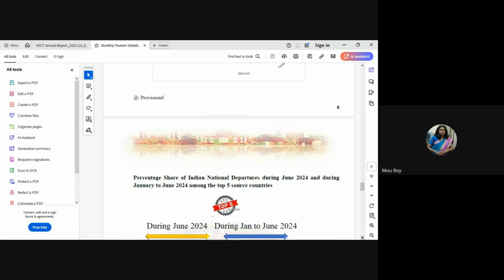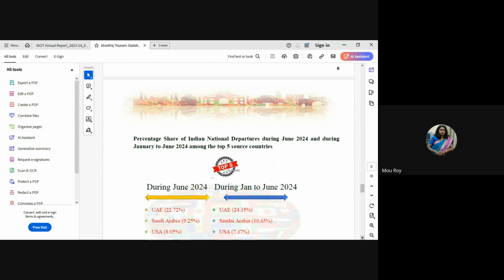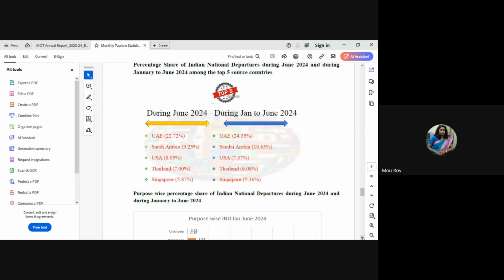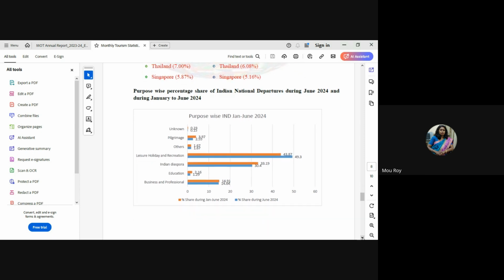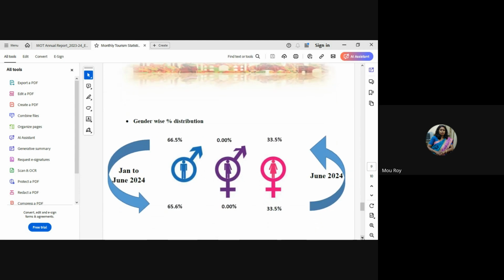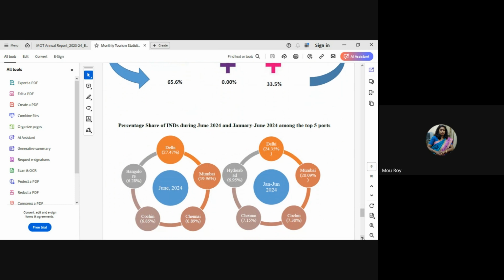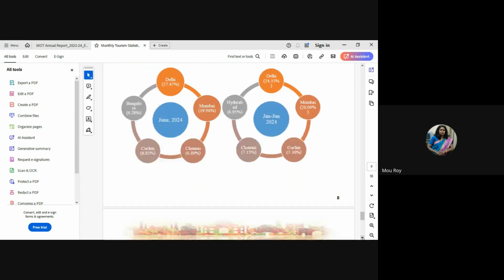And they have compared also, see all these departures and all, and the purpose wise percentage share of Indian national departures during June 24 and during January to June: pilgrimage, others, leisure holidays and recreations. Then we have the Indian diaspora going out of the country for education. Then there are business and profession. See, everything is mentioned here. Then gender wise percentage of Indians.